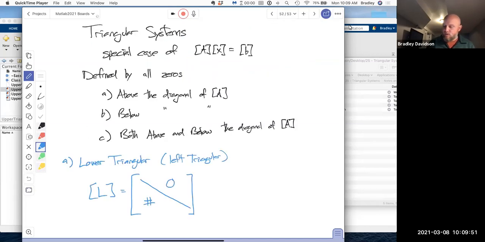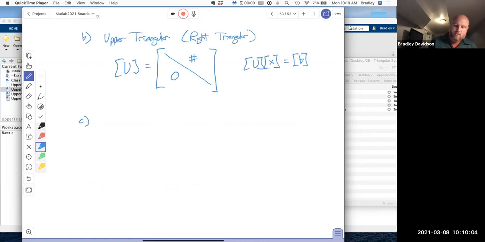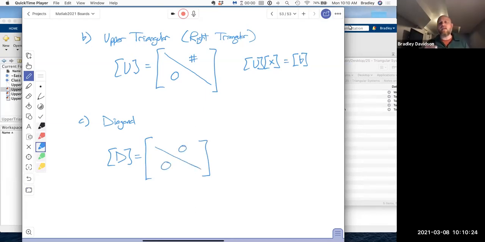I'll go back to my lower. We would write this as Lx is equal to B. And then the last, we said if we have zeros both above and below the diagonal, we just call this a diagonal system, or a diagonal matrix, we can put that as a big D. That's when we only have entries in the elements that are on the diagonal itself.